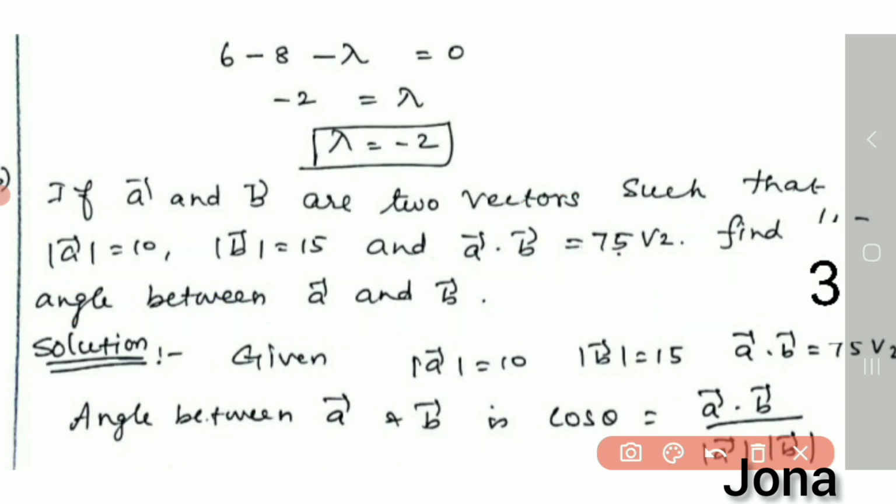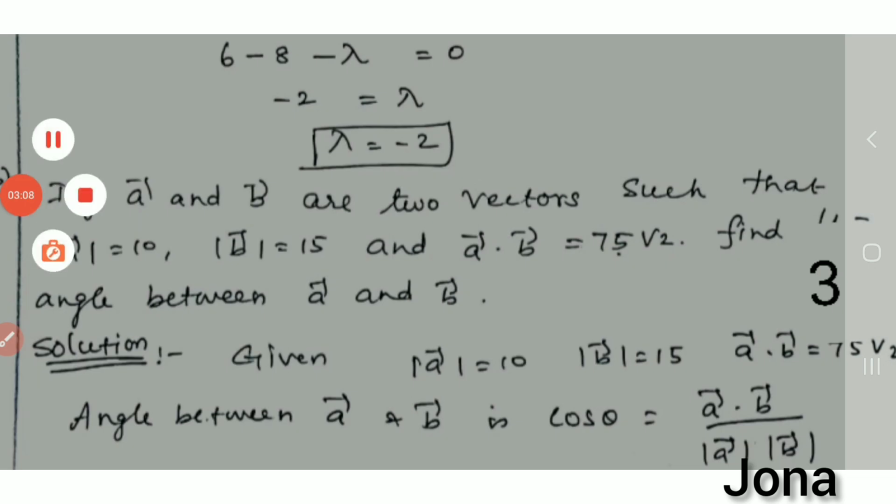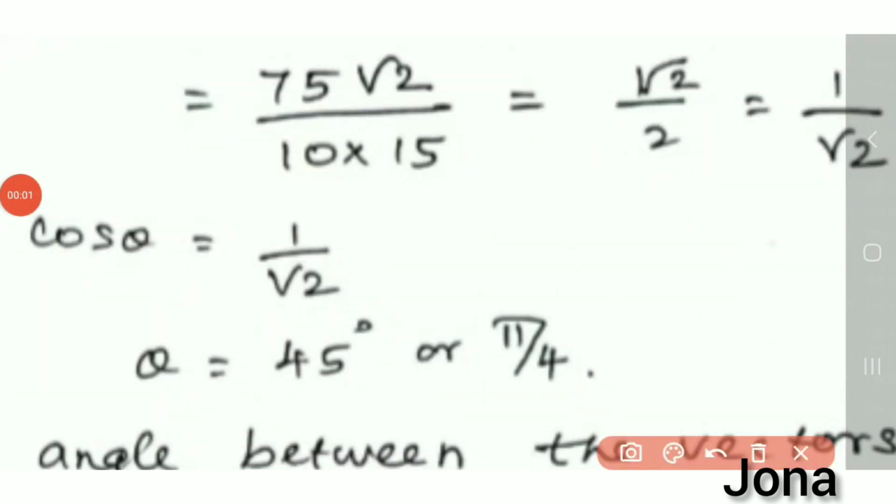We know the formula for finding the angle between two vectors. That is, cos theta equal to vector a dot vector b divided by modulus of a into modulus of b. Here the value of a dot b is given, isn't it? So we can say 75 root 2 divided by modulus of a is 10 and modulus of b is 15. So we substitute the values here.